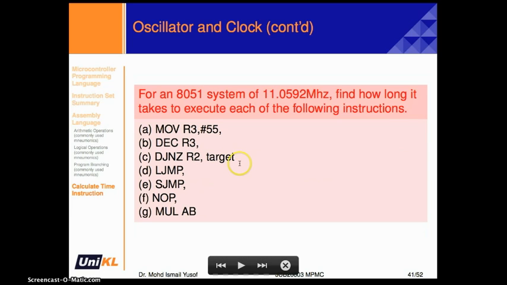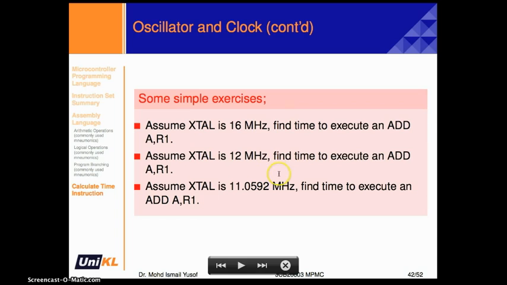Okay, I bet you have to do it yourself, this one. It's quite straightforward. Okay, some simple exercise. Assume we have a 16 megahertz crystal frequency. Find time to execute ADD A, R1. So basically we have the same instruction, ADD A, R1.